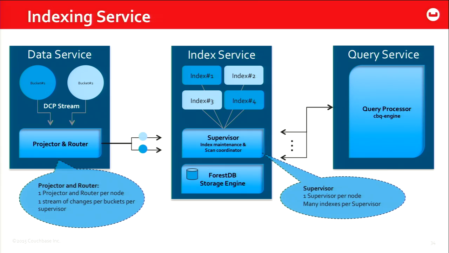The supervisor is responsible for picking the changes up from the projector and router and maintaining the indexes. It maintains all the local indexes. There's only one of these supervisors that runs on a given node that has the index service. It will pick up the changes that are coming in and maintain the variety of different indexes. The indexes can be from different buckets, but it is responsible for looking at these changes, deciding which indexes to send them to, and maintaining those indexes locally. ForestDB is the storage engine that sits underneath and powers it all in terms of caching and storage.